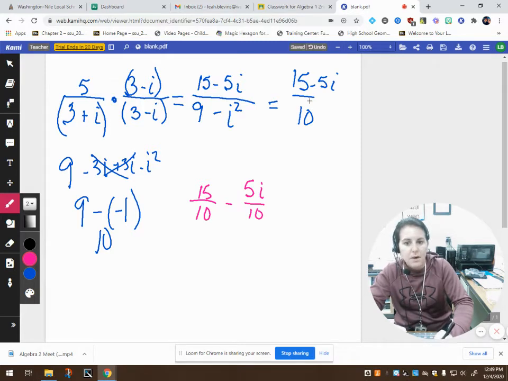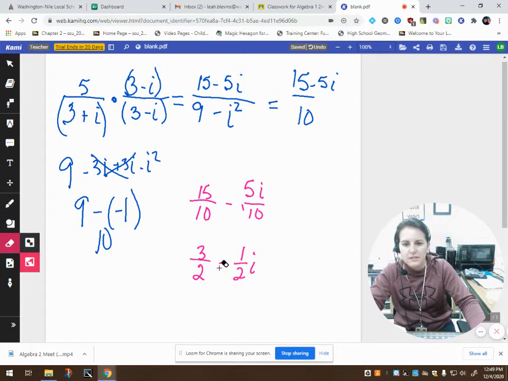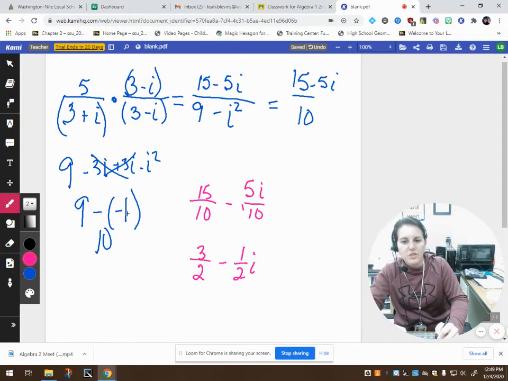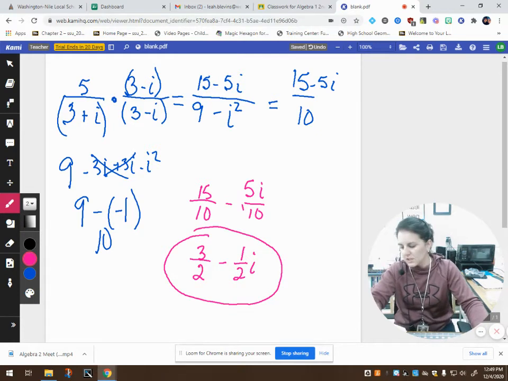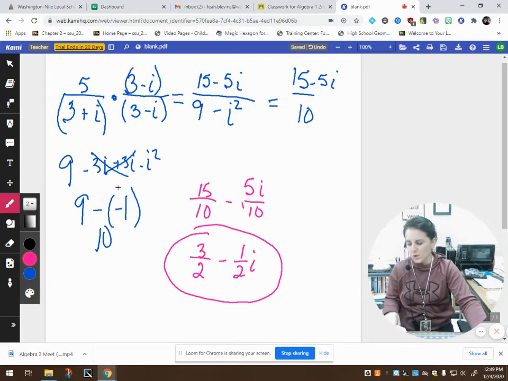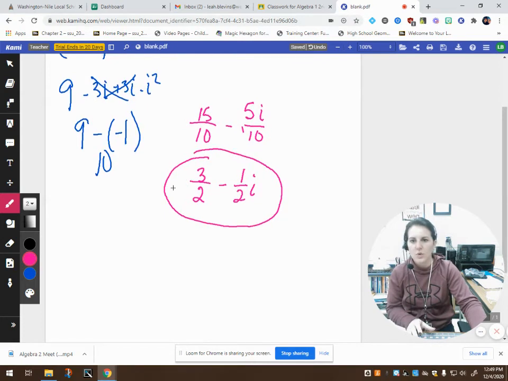And then it's really easy for me to see that I can simplify this. Both the top and the bottom are divisible by 5. So 15 divided by 5 is 3. 10 divided by 5 is 2. And 5 over 10, I know, simplifies to 1/2 i. And that should not be an equals, that should be a minus. So this is my simplified answer: 3 over 2 minus 1/2 i. So this is number 35 in your assignment. That is how you get that answer.